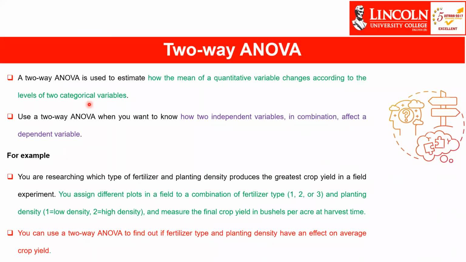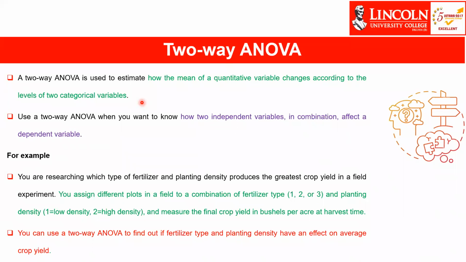Sometimes you may want to have 2 categorical variables. In this case, a 2-way Anova is used to estimate how the mean of a quantitative variable changes according to the levels of 2 categorical variables. So use a 2-way Anova when you want to know how 2 independent variables in combination affect a dependent variable. For example, you are researching which type of fertilizer and planting density produces the greatest crop yield in a field experiment.